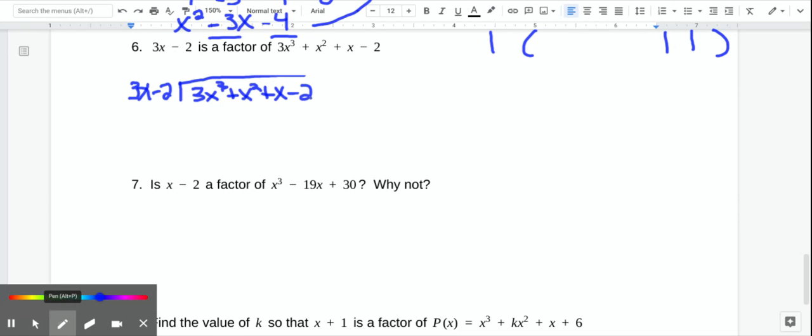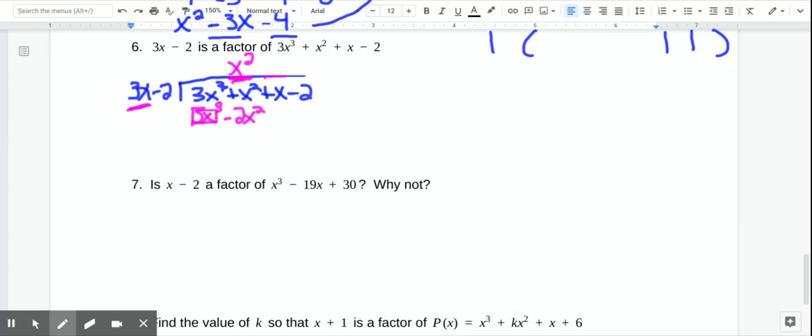All right, so in long division, I'll change colors here. Remember, my first goal is to get a 3x cubed. So I'm thinking, what times 3x will give me 3x cubed? And it's going to be an x squared. So that will be 3x cubed minus 2x squared. Draw the line and change the signs. And that gives me 3x squared. And we'll drop the x.